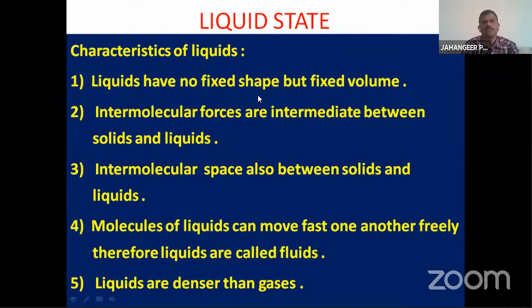Liquids have no fixed shape but have a fixed volume. So there is no particular shape for liquids, but they have a particular volume. Intermolecular forces are intermediate between solids and gases, meaning neither very strong nor very weak. Solids have high intermolecular force of attraction, gases have very low intermolecular force of attraction, but liquids are intermediate. The third one is intermolecular space, which is also intermediate between solids and gases.